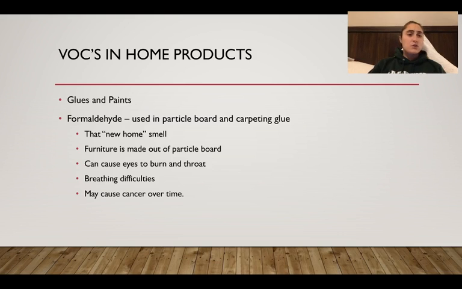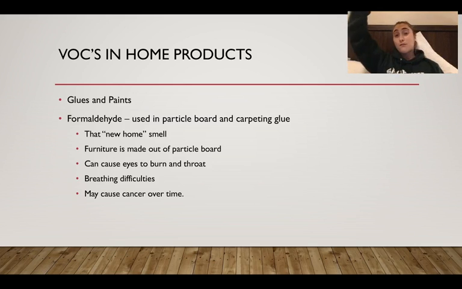Okay, and I told you we'd come back to VOCs in our home products. So a lot of VOCs in glues and paints, and then I mentioned formaldehyde. Formaldehyde is used in things like particle board and carpeting glue. Particle board is something you're actually probably more familiar with than you think. A lot of furniture these days is not made of solid wood.